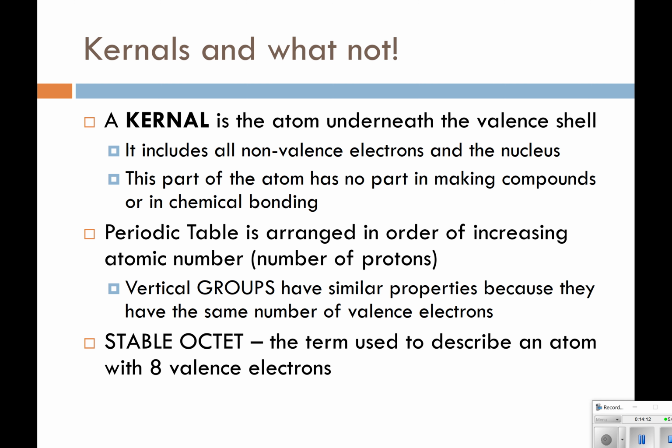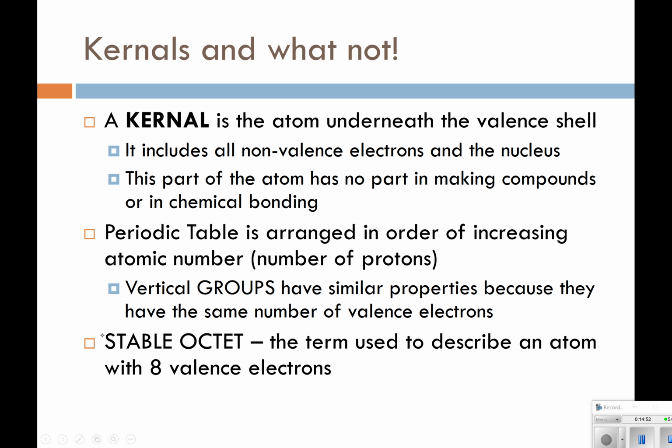Now we know that the periodic table is arranged in order of increasing atomic number, or the number of protons. So this causes the vertical groups to have a similar number of valence electrons. If we look down any of the groups, they should all have the same number of valence electrons, meaning that any element in a vertical group is going to have similar chemical properties to the other elements in that vertical group. And that's due to the number of valence electrons, which is going to indicate how active or non-active they are in wanting to bond with other atoms.